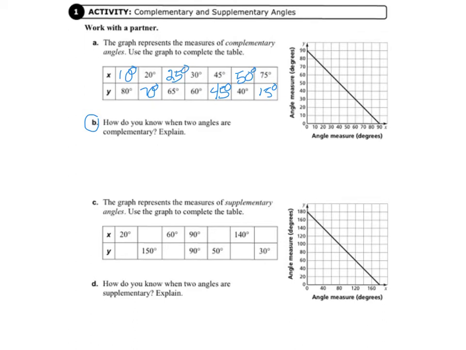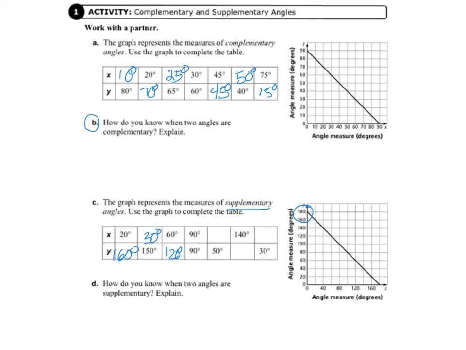This time our graph represents the measures of supplementary angles, and we're going to use the graph to complete the table. So the measures of supplementary angles equal 180 degrees. So if x is 20, then y is 160 degrees. If y is 150, then x is 30 degrees. If x is 60, then y is 120. If x is 90, y is 90.